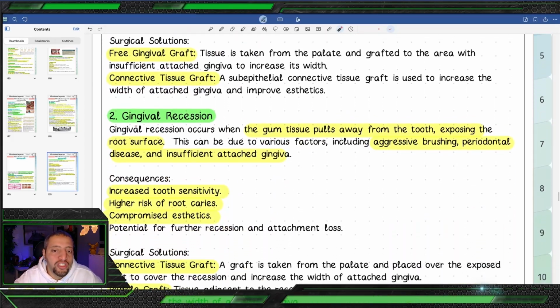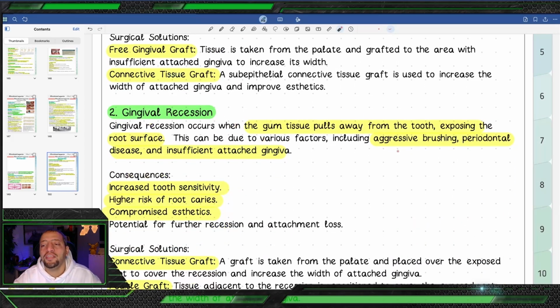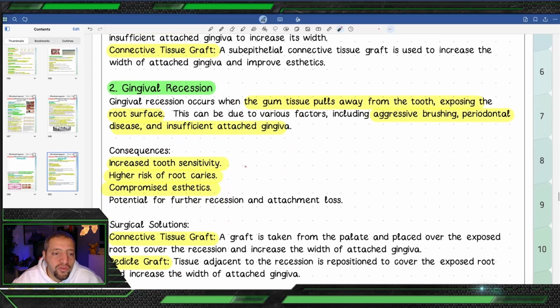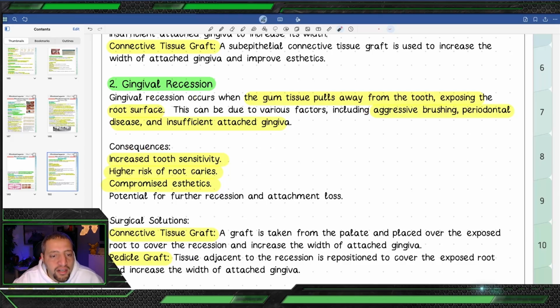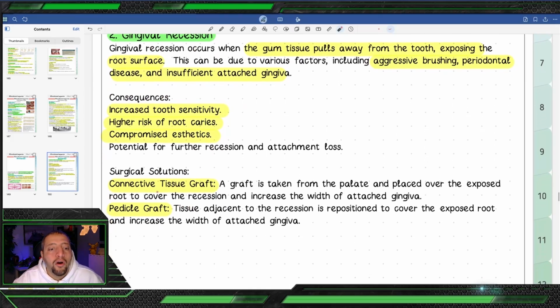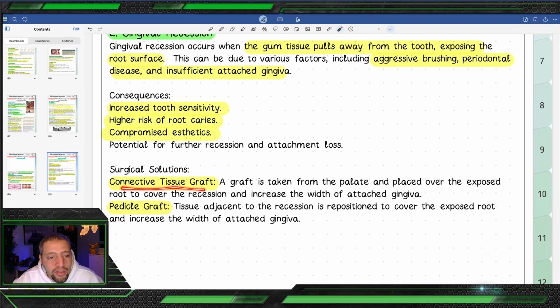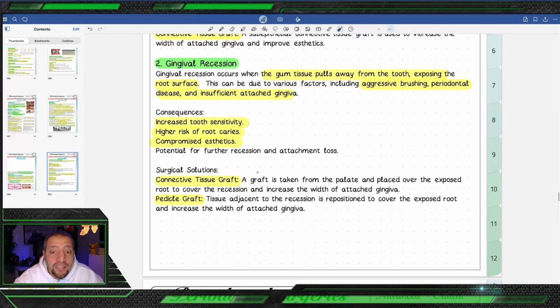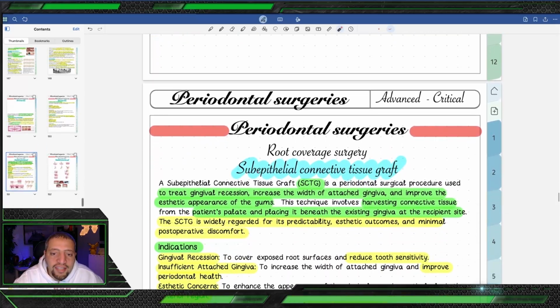Or when we have gingival recession. Gingival recession will lead to exposed root, which leads to sensitivity and might increase the risk of root caries and losing the tooth. Why does this happen? Due to aggressive brushing, periodontal disease, or insufficient attached gingiva. Consequences: sensitivity, risk, and compromised aesthetics. What type of surgery? Connective tissue graft and pedicle graft. So this is the main idea about periodontal surgery. Let's discuss each surgery in detail.